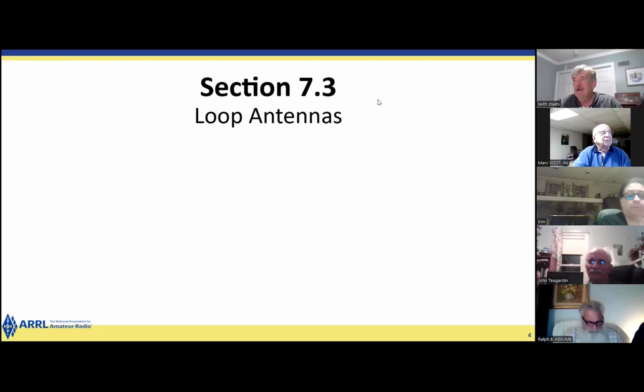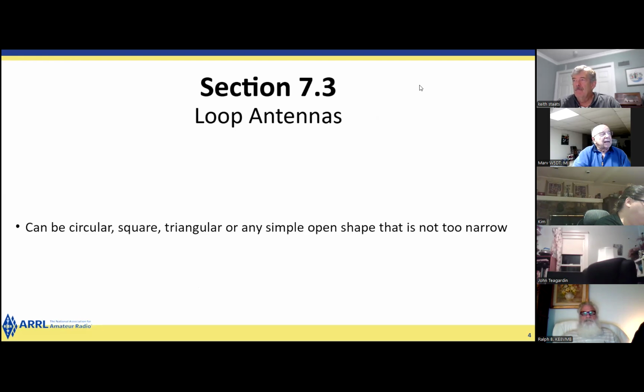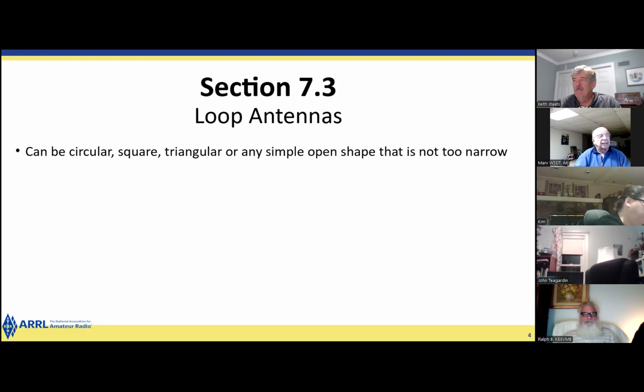Loop antennas, 7.3. Okay, so we got loop antennas. A loop antenna could be circular, it could be square, it could be triangular. It could be any shape that is not too narrow.